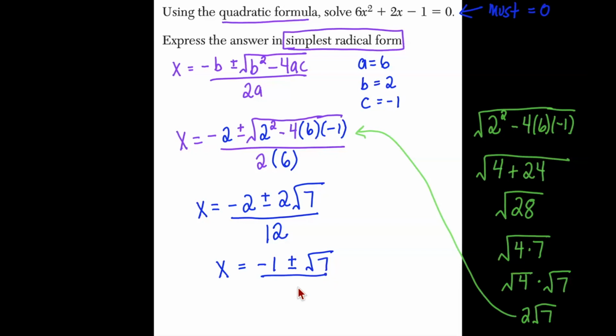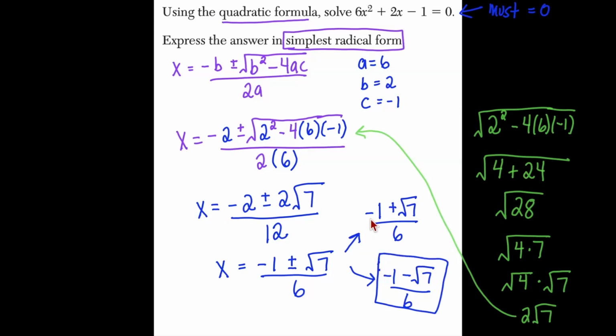Now, if I wanted to split this up into my two roots, remember I've got a positive root and a negative root. It's negative 1 plus root 7 over 6 and negative 1 minus root 7 over 6. Now, really the quadratic formula is just attention to detail. And the one piece added in that you may have to practice is just this work here of simplifying a square root. But this here is my full exact answer.